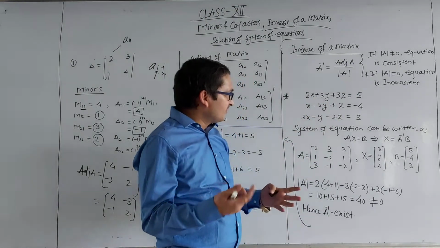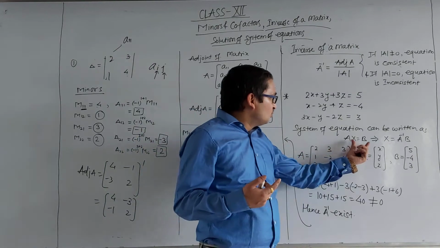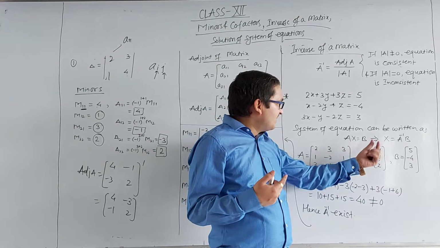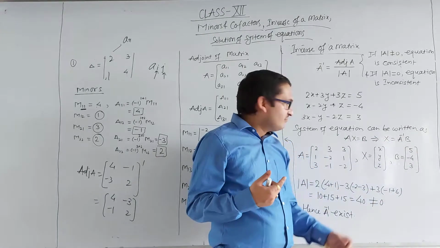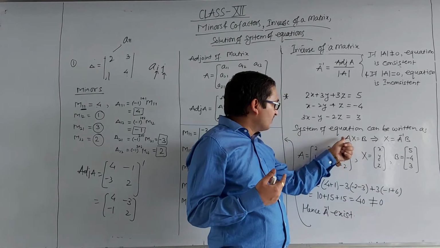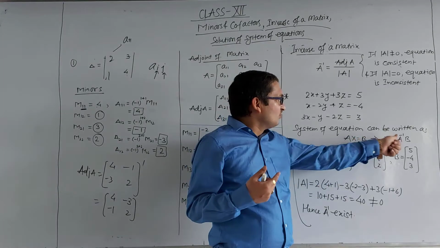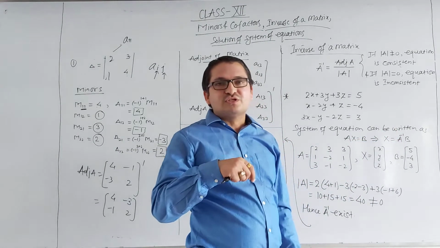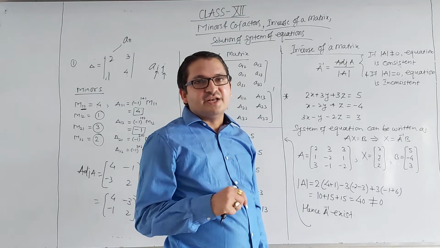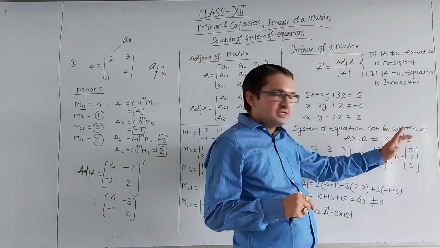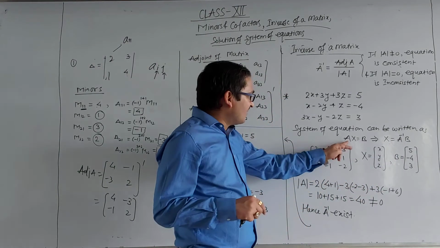To solve the equation, you have to write it in this way: AX is equal to B. Then X is equal to A inverse B, means you are multiplying A inverse before AX is equal to A inverse B. If you want to solve any simultaneous equation by the matrix method, you need to find A inverse, right guys? So first, what is the value of A?